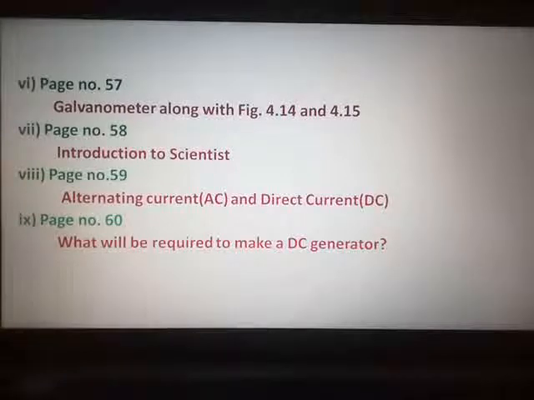Now the last chapter, chapter number 5, heat. Page number 62, a small activity is there, try this with 7 points. Remove that activity. In this chapter very less amount of reduction is there.